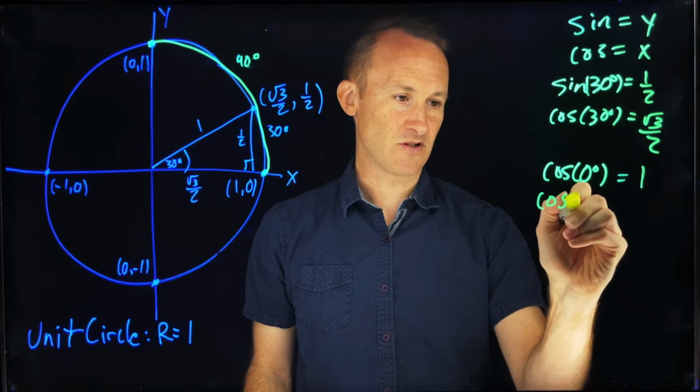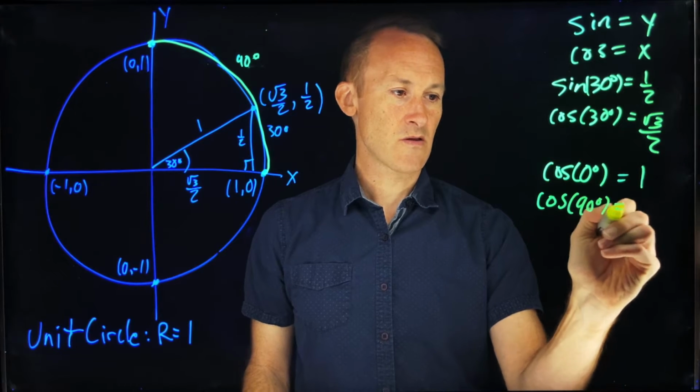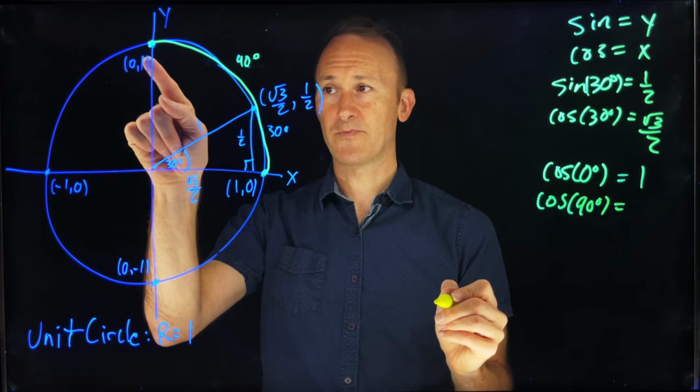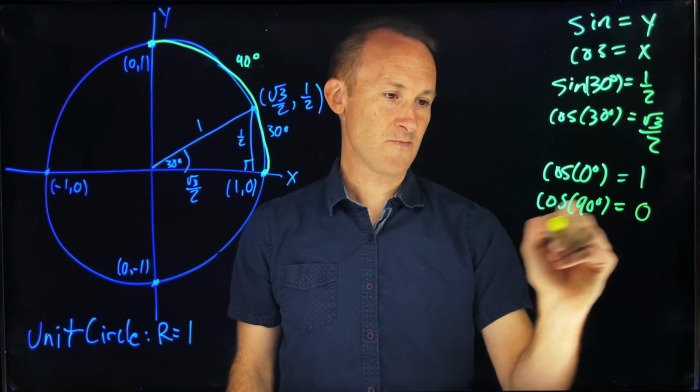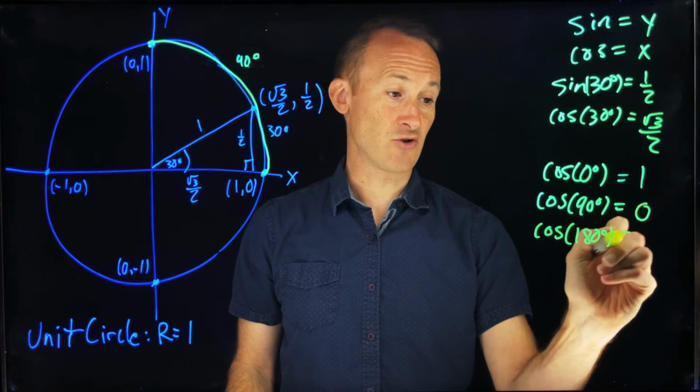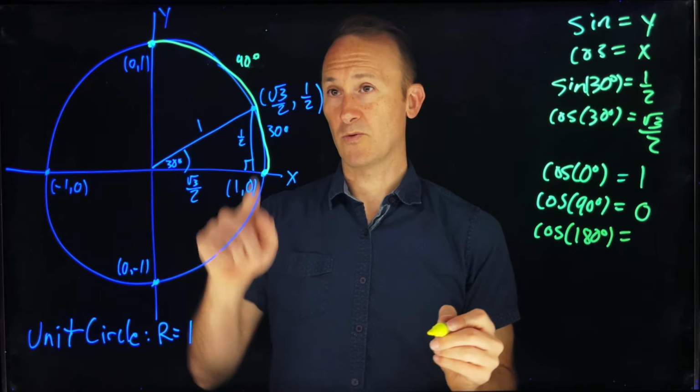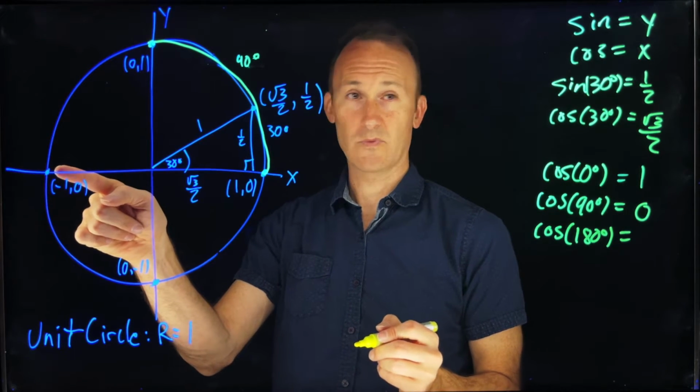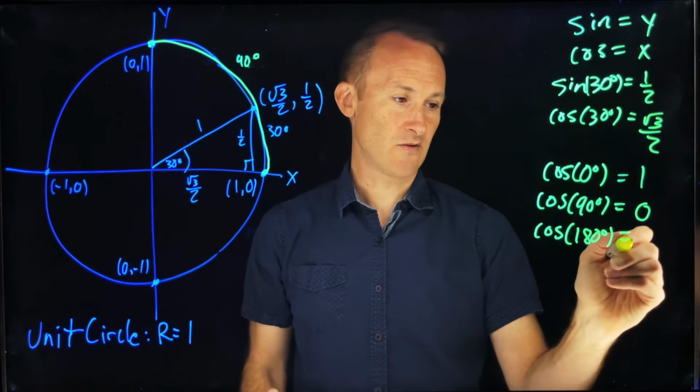Okay, so what about the cosine of 90 degrees? Well, you go up to the top, x is 0, okay? You see how this works? So you tell me, what's the cosine of 180 degrees? Well, we're down here, and it's the x value, so it's -1.